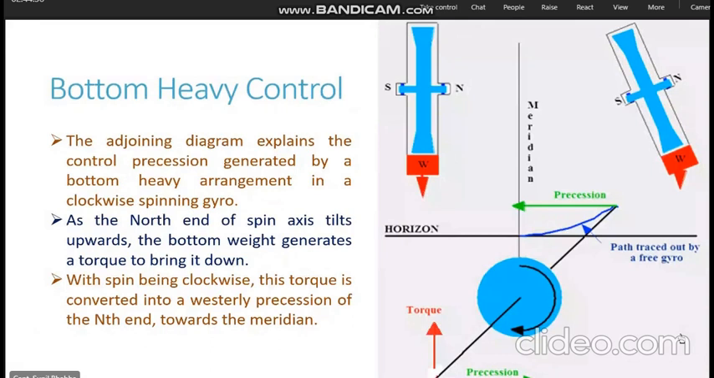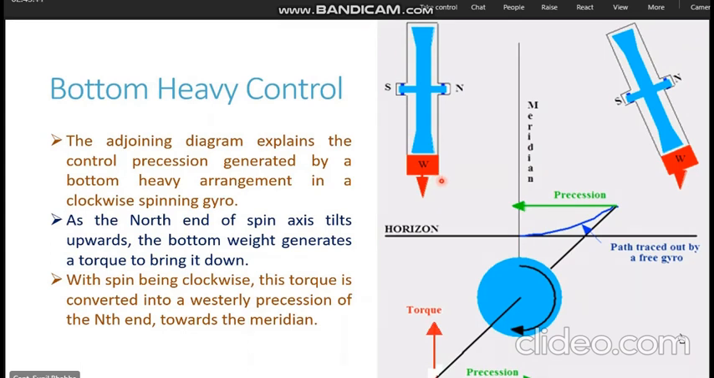Now let's have a look at a bottom heavy arrangement in a gyro which is spinning clockwise. You have a similar diagram here, the only difference being that this weight is now attached at the bottom of the casing. You can see the spin axis, two ends of the spin axis represented by N and S. You can see the rotor in the middle. The black outline represents the rotor casing, and this red color weight is attached to the bottom now.